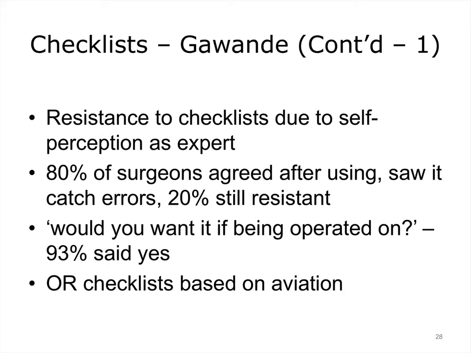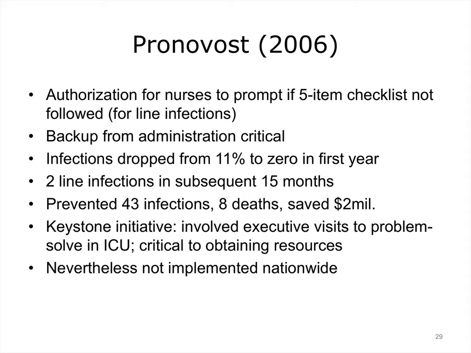Gawande instituted operating room checklists after studying their use in aviation. He found there was resistance among clinicians due to their self-perception as highly trained experts who should not need checklists. However, 80% of surgeons agreed they were valuable after using them, while 20% were still resistant. When asked if they would want checklists to be used when being operated on, 93% said yes.